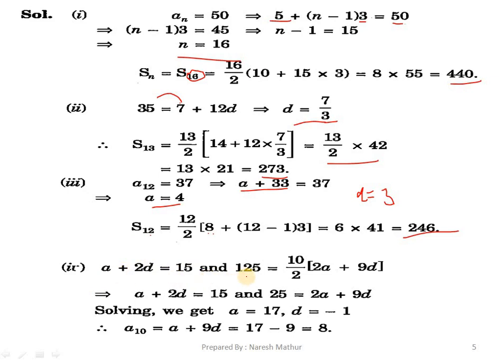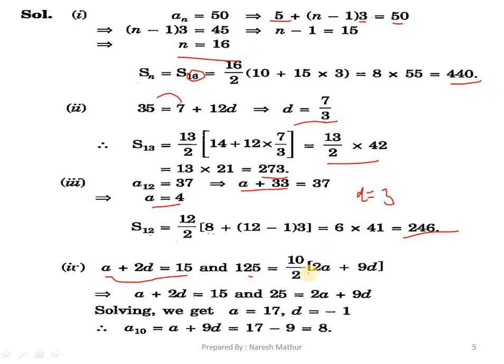And we were given S10 equals 125. S10 means sum of 10 terms. देखो यहाँ पर दोनों पे n की वैल्यू डिफरेंट है. A3 was given as 15. So we can write A3 is A plus 2D equals 15. And S10 means sum of 10 terms equals 125.